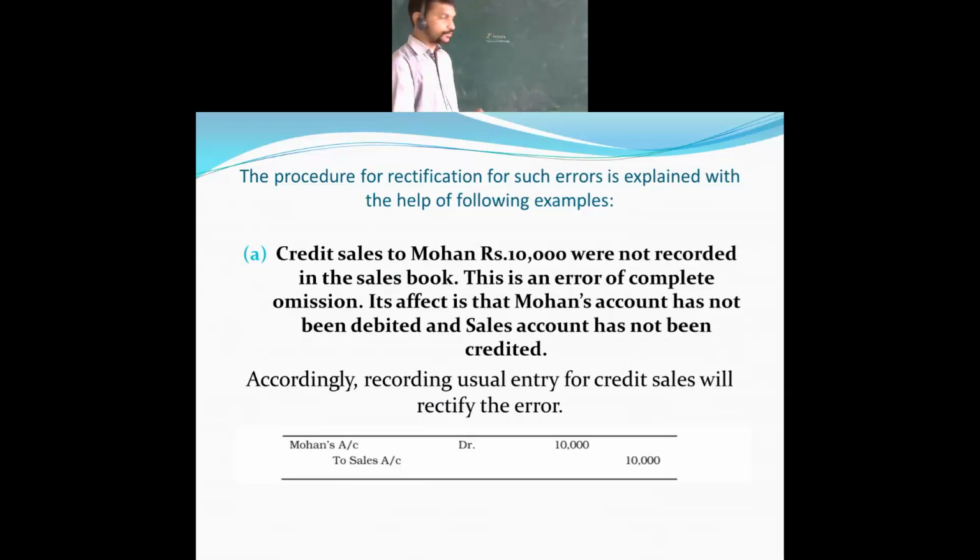It is a credit sale over here. Credit sale to Mohan, rupees 10,000, was not recorded in the sales book. When you are removing the sales book, here we are removing the subsidiary books. Remember the points. Here the person's name, Mohan's account, has been given. It is a credit sale. Now Mohan's account will be debited and our sales will be credited. Remember the thing. So this is the first entry.